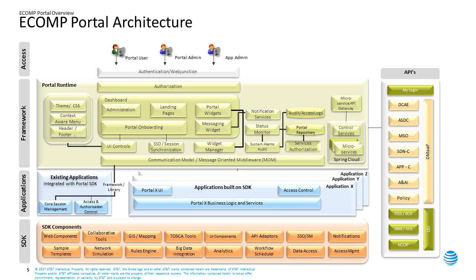So using these SDK building blocks, application developers can develop new applications to provide ECOMP functions and features, or they can use the SDK for existing applications to integrate into the portal framework. The second layer is really the application layer, which are either existing or newly built using the SDK.